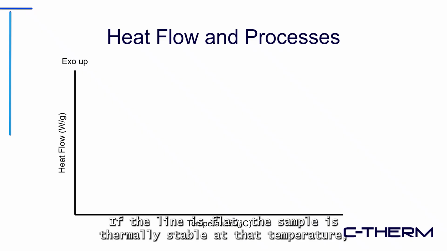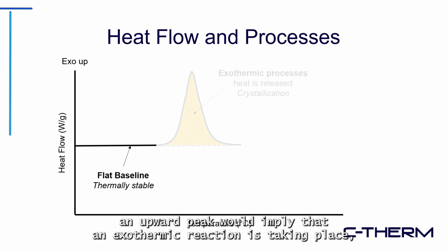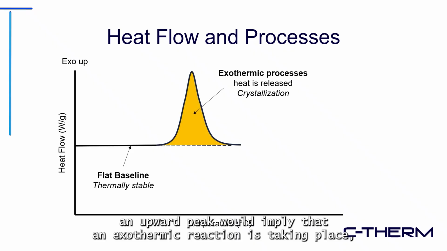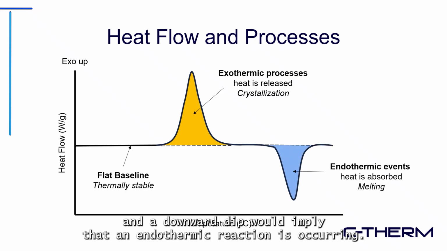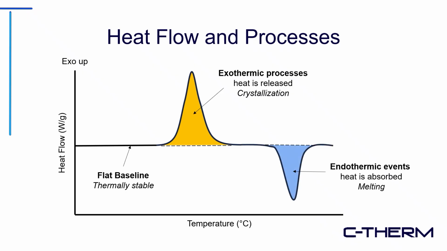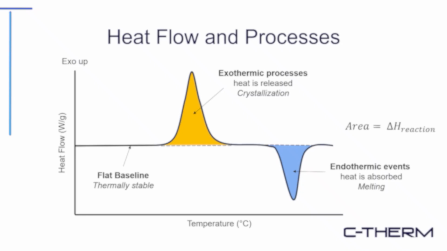Any thermal events will appear as the so-called peaks and valleys in a DSC thermogram. If the line is flat, the sample is thermally stable at that temperature. An upward peak would imply that an exothermic reaction is taking place, and a downward dip would imply that an endothermic reaction is occurring. If such peaks are present, we can integrate the area between the baseline and the peaks to calculate the associated enthalpies of the reactions.